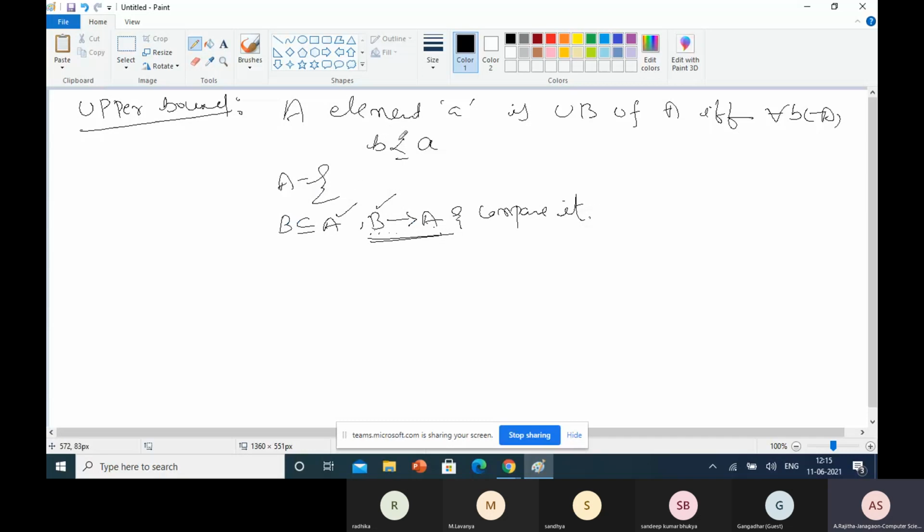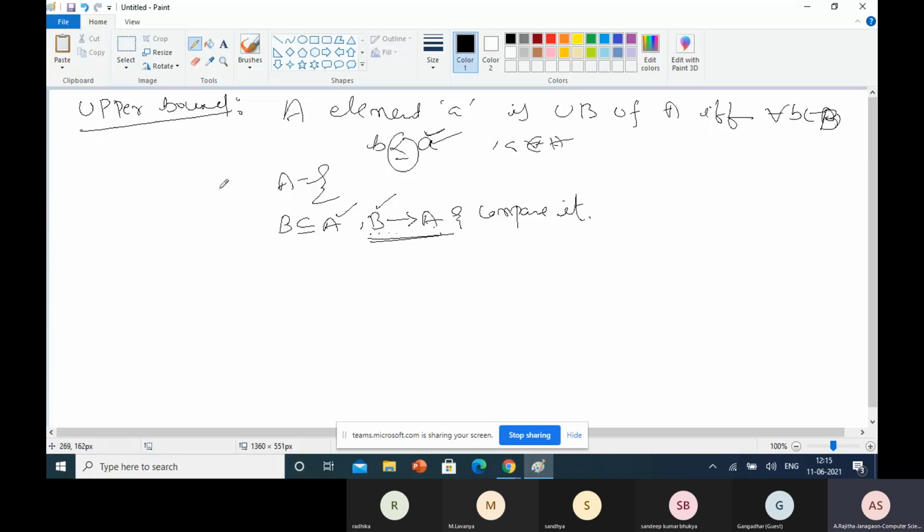Whatever the relation is given, check on that relation. When we check, suppose A is an upper bound, that means whatever the element B belongs to the subset B, and A belongs to the main set. Here B is a subset and A is the main set. Every element in B is less than or equal to A. In this way, we call this A an upper bound.